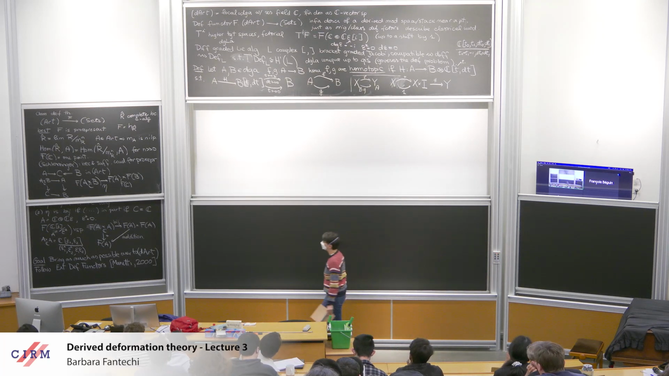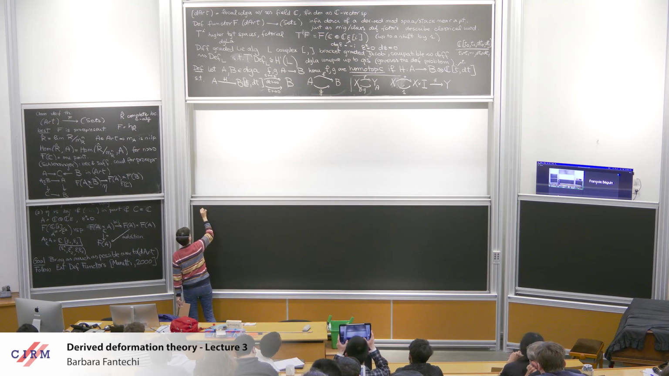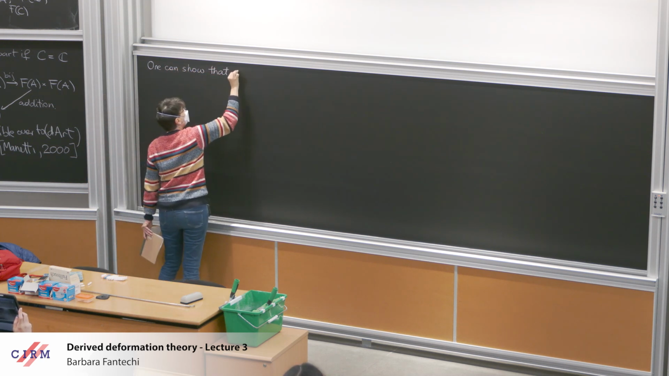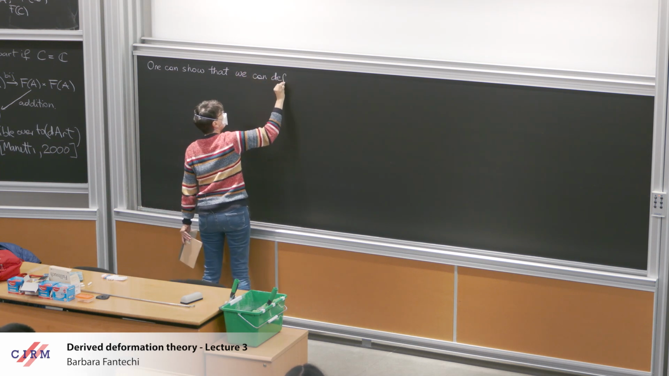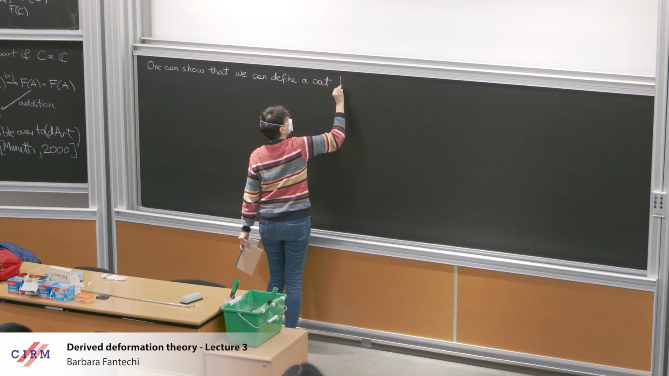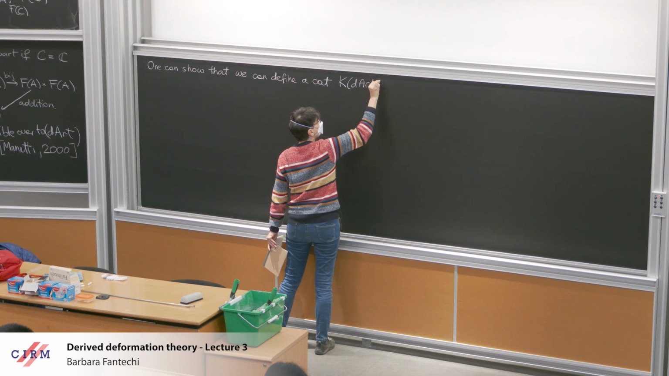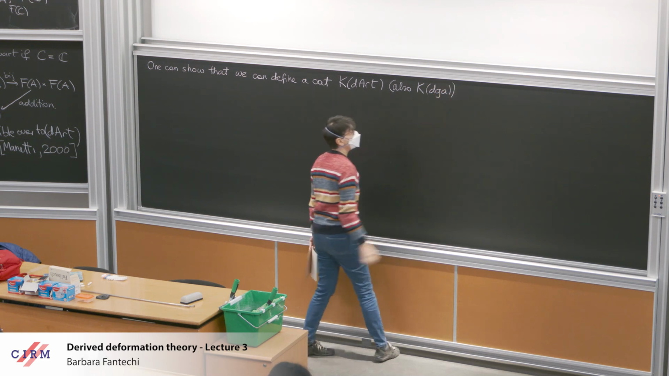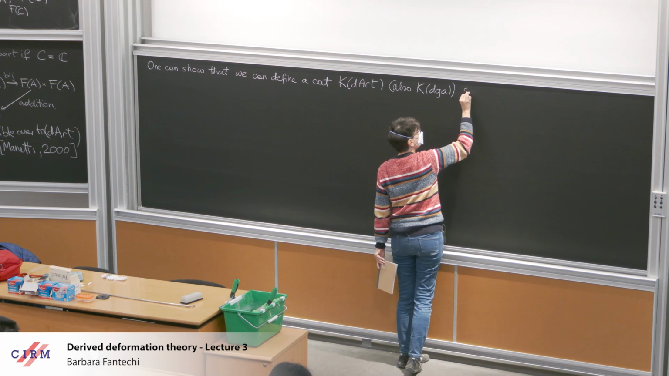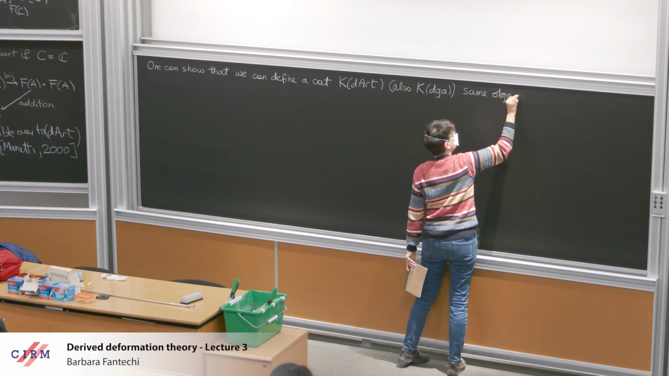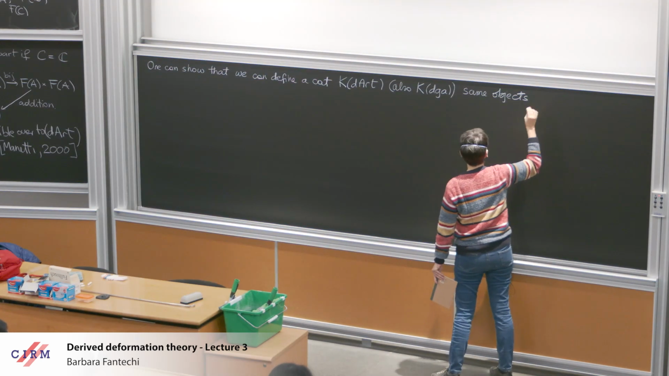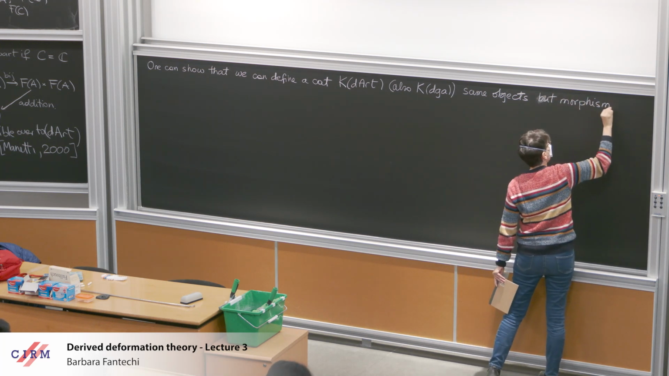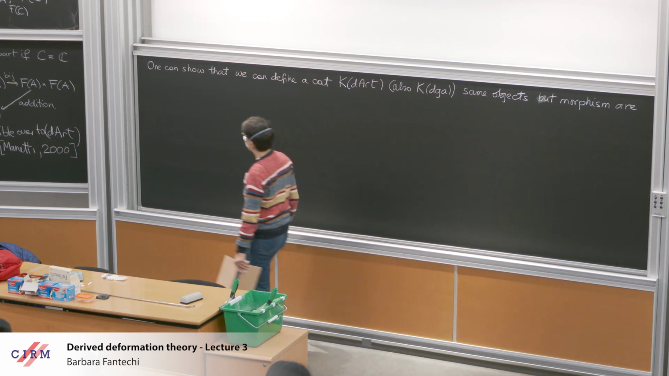And just as with complexes, one can show that we can define a category K of the art, and in fact also K of DGA, whichever we want, with the same objects, however defining the morphisms as homotopy equivalence classes of morphisms.